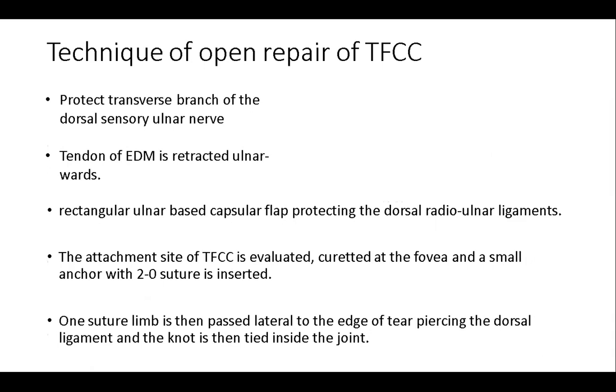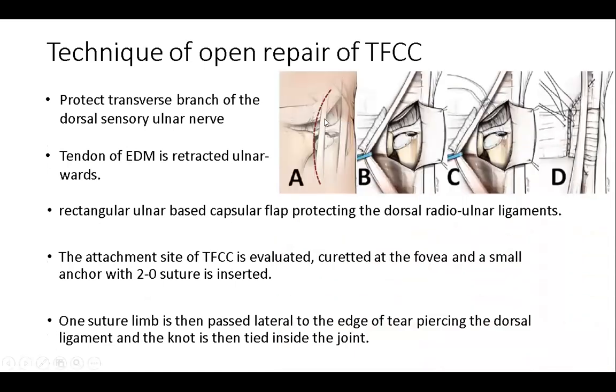A brief technique of open repair. A curvilinear incision is made. The extensor retinaculum along the EDM is retracted, and the EDM is retracted downwards. A rectangular ulnar-based flap is created, protecting the dorsal radioulnar ligaments. Attachment of TFCC is evaluated, curetted at the fovea, and a small anchor with 2-0 suture is inserted. One limb is then passed lateral to the tear, piercing the dorsal ligament, and the knot is tied inside the joint.